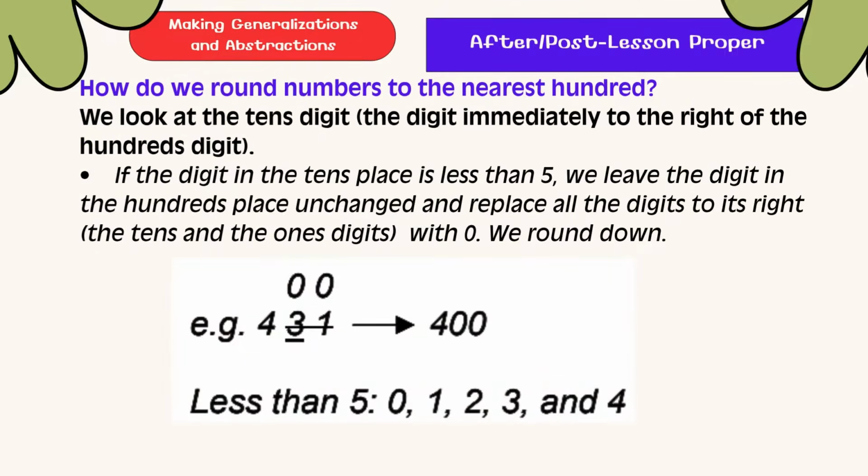Look at the illustration below for better understanding. Less than 5, which are 0, 1, 2, 3, and 4.